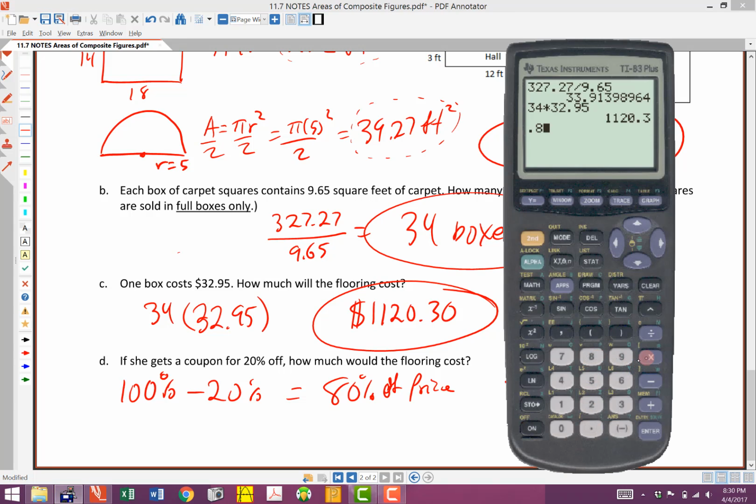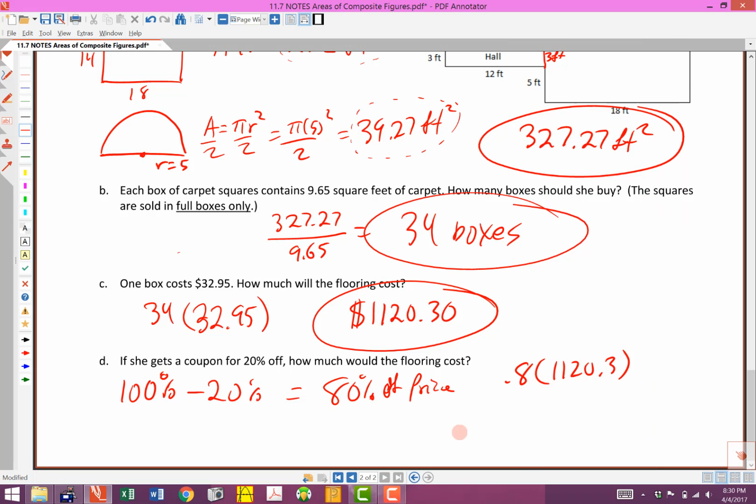So 0.8 times 1120.3, 896.24. So that's a pretty big savings, from over $1,000 to less than $900. That's pretty cool. But then there's one more question.